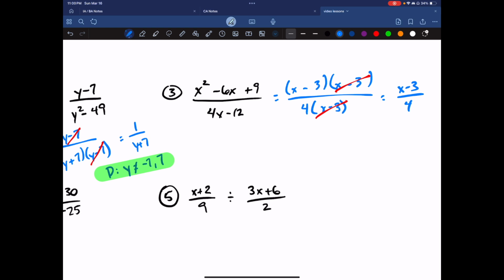All right, your domain. There's nothing you can do to make the bottom 0 when it's all said and done and x-3 is gone. But we have to look back at the original to figure out what makes the whole thing 0. And in the original, I can plug in a +3 and that would get rid of it. So my domain is x does not equal +3.